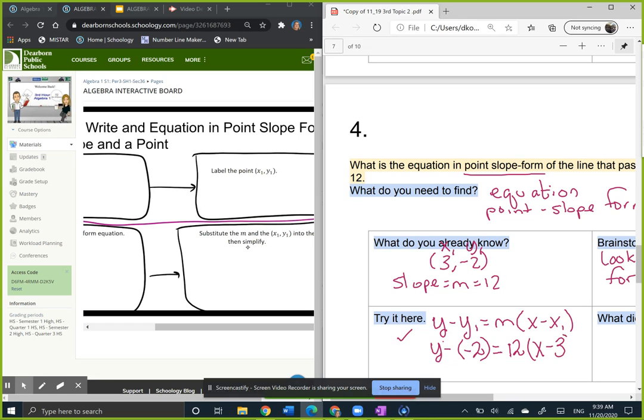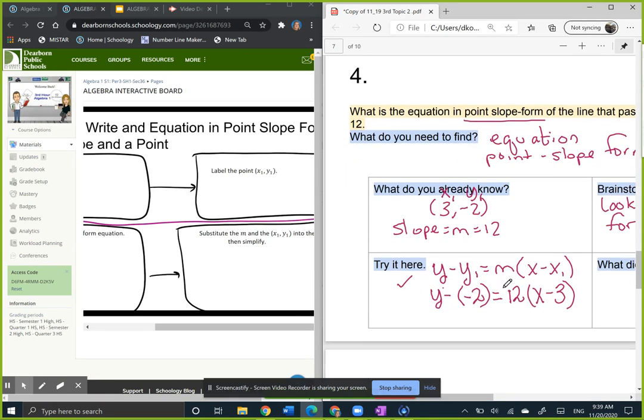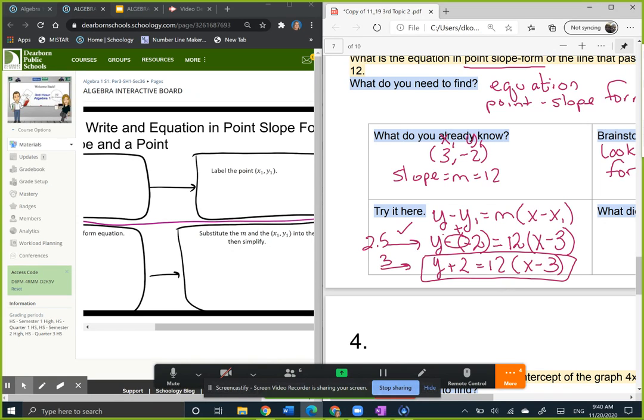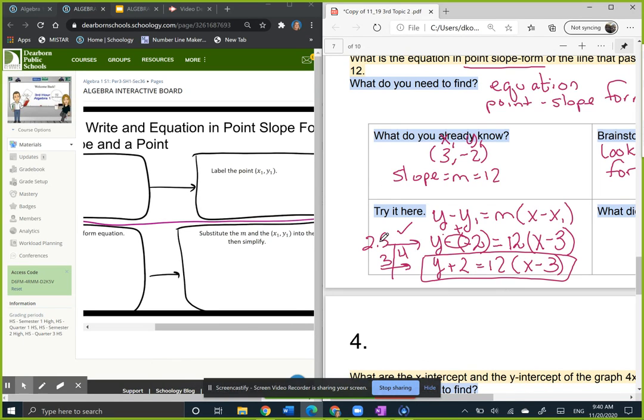x minus 3. If you leave it up to here, you'll get a score of a 2.5 or 3, but I would like for you to simplify it because a negative times a negative is a positive. So y plus 2 is equal to 1/2 times x minus 3. Okay, that's how far I really want you to go, but you'll get like a 2.5 there, and this is like a 3 or a 4, depending on how much work and stuff you have.